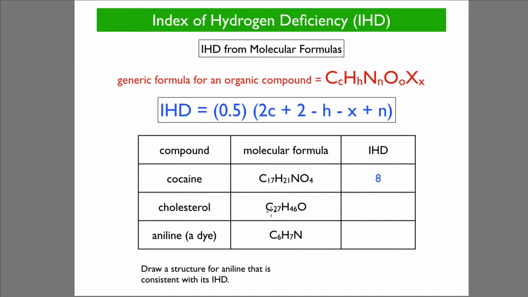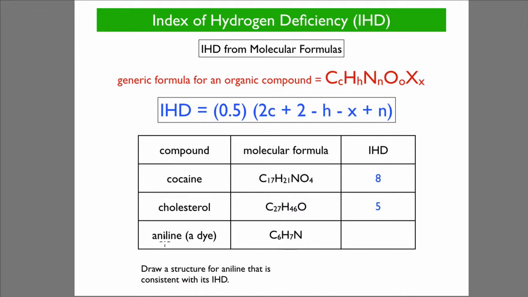Cholesterol, we've got 27 carbons. Multiply that by 2, you get 54. 54 plus 2, 56. Minus the hydrogens gives us 10. And then we don't do anything with oxygen, so 10 times 0.5 is 5. Haha, my math is working.